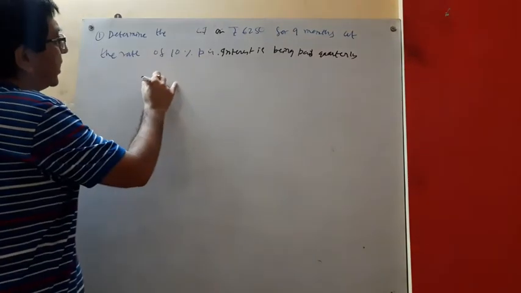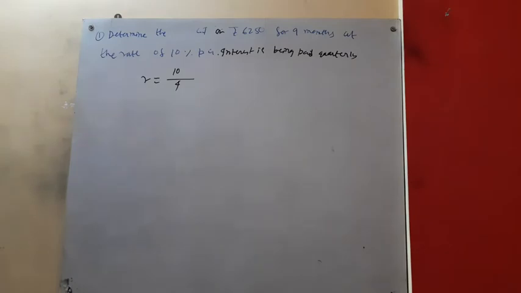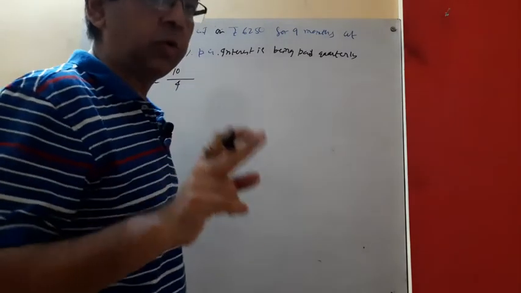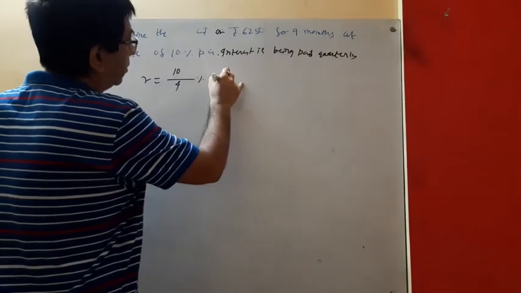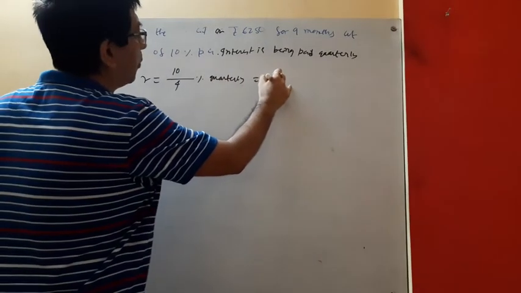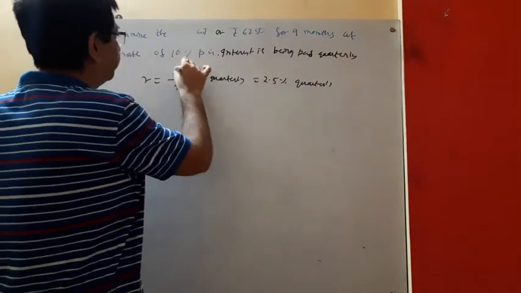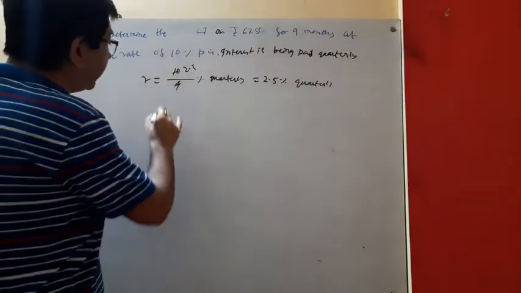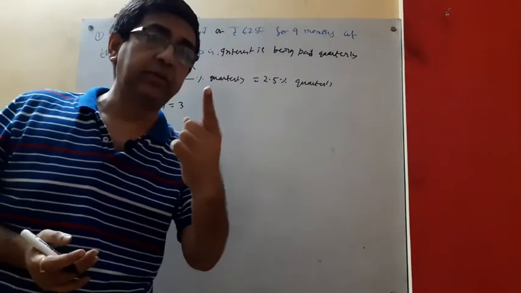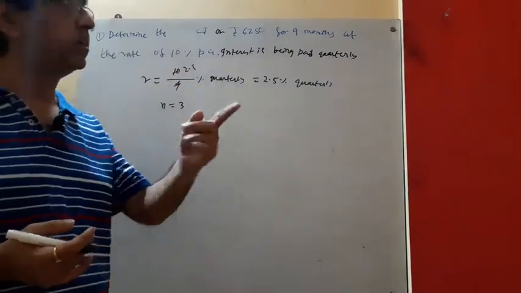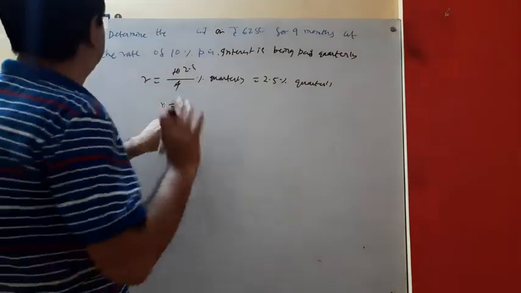So here the rate of interest will be 10 by 4. Quarterly means in 1 year there will be 4 times interest given. So the rate will be 10 by 4% quarterly, that is 2.5% quarterly. Now what is N? N will be 3, because after every 3 months the bank is giving interest. So in 9 months there will be 3 times interest. That is why N equals 3.